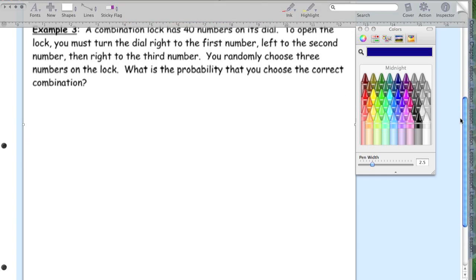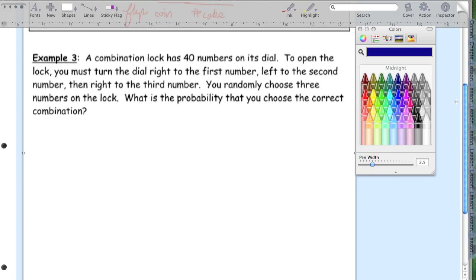Example 3, and the last one for this lesson. A combination lock has 40 numbers on its dial. To open the lock, you must turn the dial right to the first number, left to the second number, then right to the third number. Probably like you use in gym class, something like that. You randomly choose 3 numbers on the lock. What is the probability that you choose the correct combination?